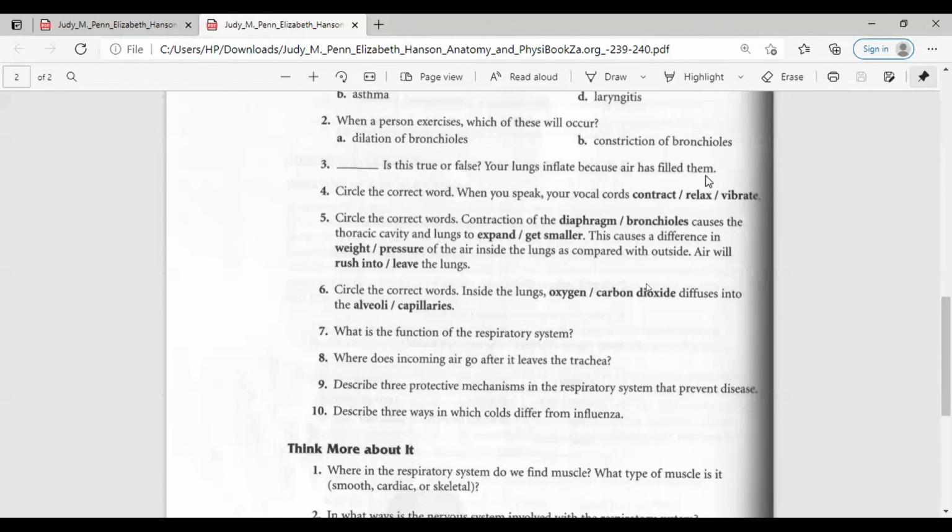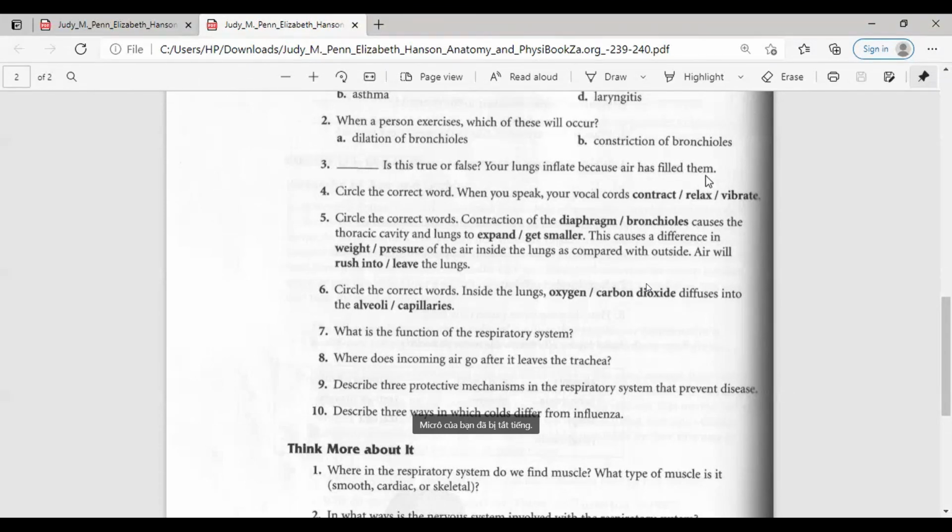Oxygen diffuses into capillaries, and at that time the deoxygenated blood will be turned into oxygenated blood. Understand? And the oxygenated blood will travel back to your heart before being pumped to other organs of your body. Okay, thank you.